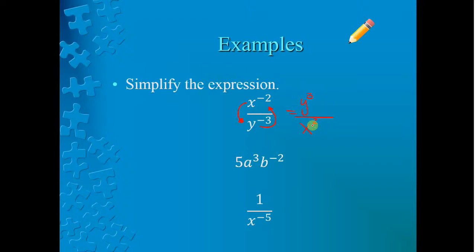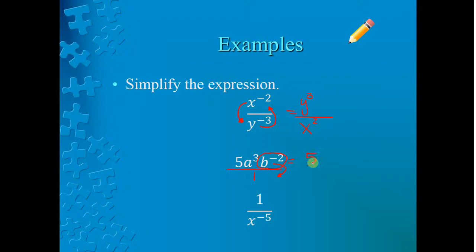Let's take a look at the next problem here. 5a to the third, b to the negative 2. So I need to take care of that b to the negative 2. Technically right now, you have it over 1. So you're not going to take everything though. Only the b gets to move. He's the only one with the negative exponent. So he needs to go to the bottom.